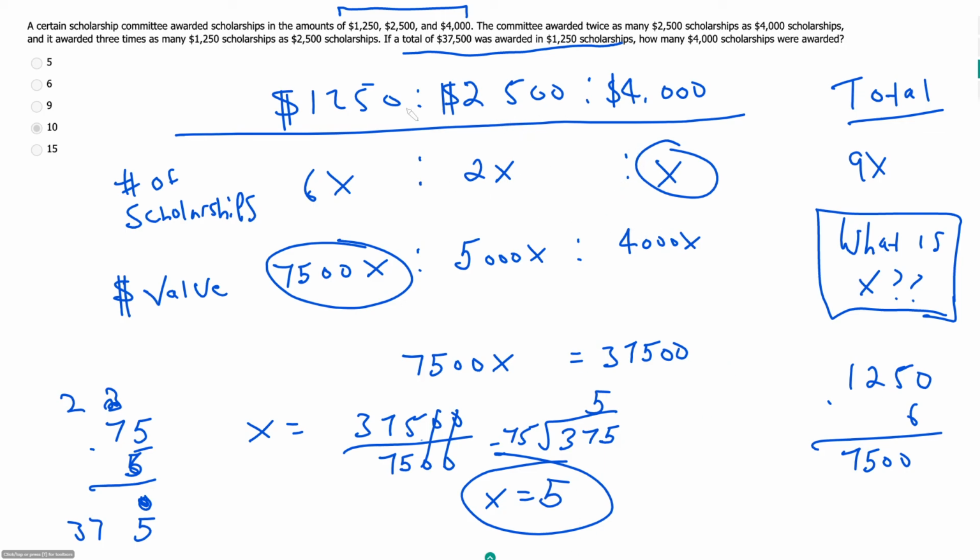If they had asked for how many $2,500 scholarships, it would have been 10. If they asked for how many $1,250 scholarships we had, it would have been 30. So they could have asked for any of those things. Again, they're asking for the $4,000 scholarships, which is just X, which is 5. A.